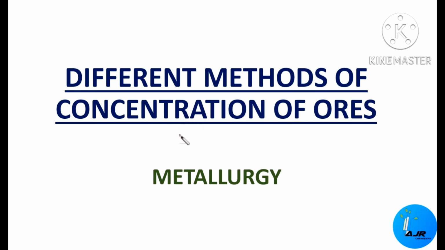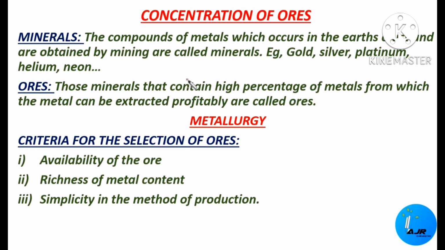Let me explain the first step of metallurgy, that is the different methods of concentration of ores. The elements that are very less reactive or not reactive will occur in free state. For example, gold, silver, and then nitrogen, oxygen, platinum, helium, neon, etc. They are found to be not reactive, so they will be existing in free state.